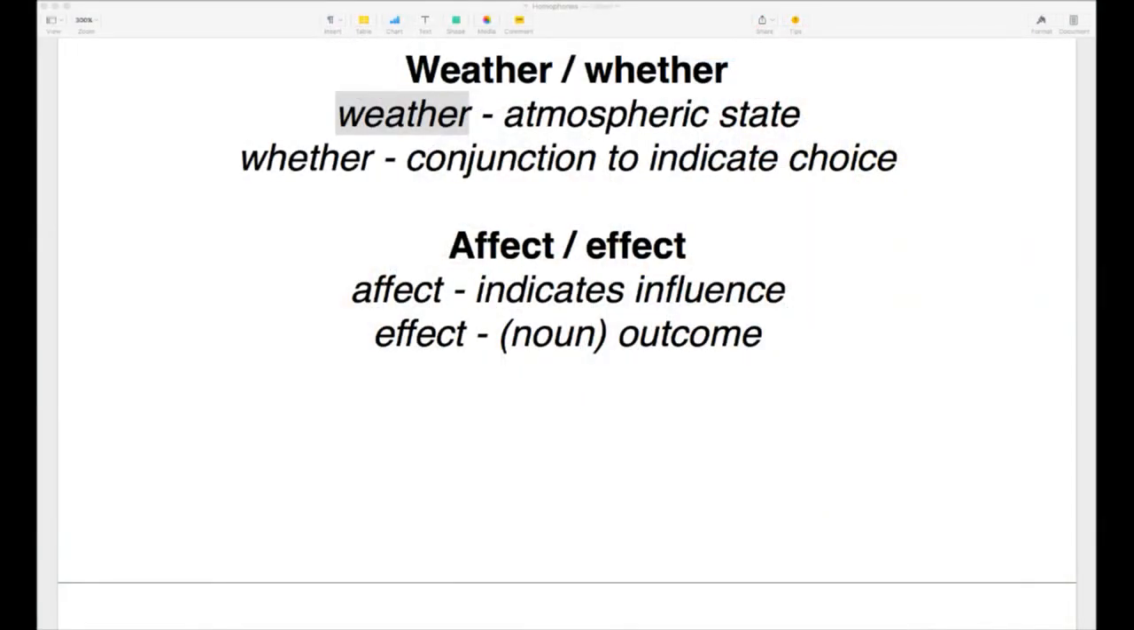So weather. Then we have the other version of the word, whether, with a WH. And this is a conjunction to indicate choice. So I would say to you, whether you decide to come home now or come home later, I will be here. Okay, so weather and whether.